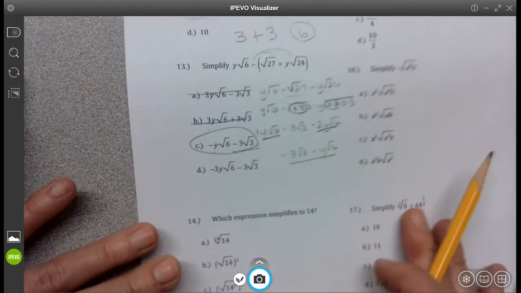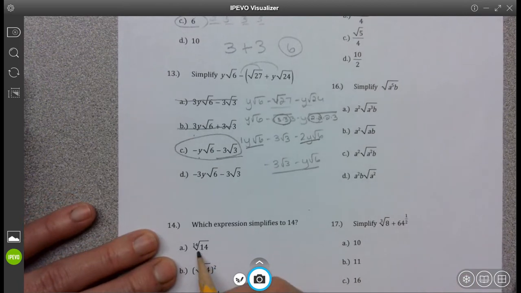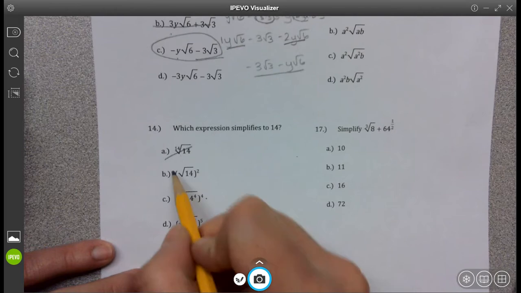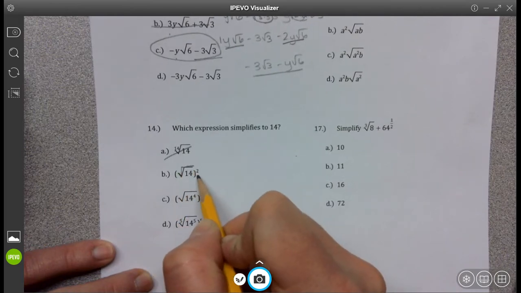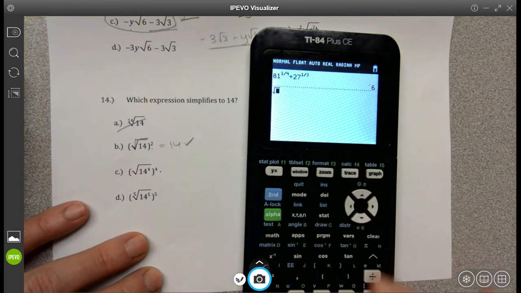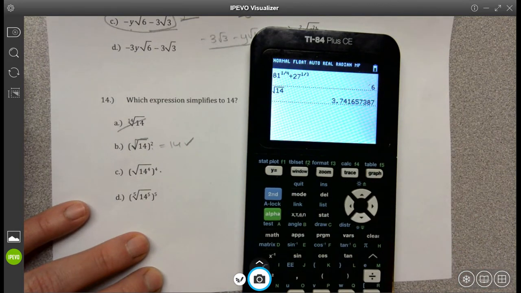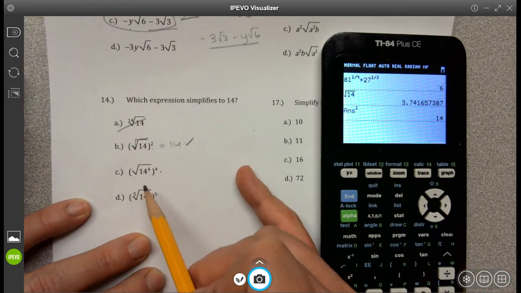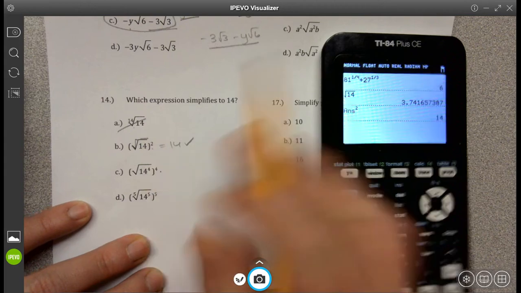Last one. Which one equals 14? No. The 14th root of 14? No. I take the square root of 14 and then I square it. Yes. Okay, so the square root of 14 and then I square it. Yep. 14 to the 4th and then the square root? No. Same thing here now.